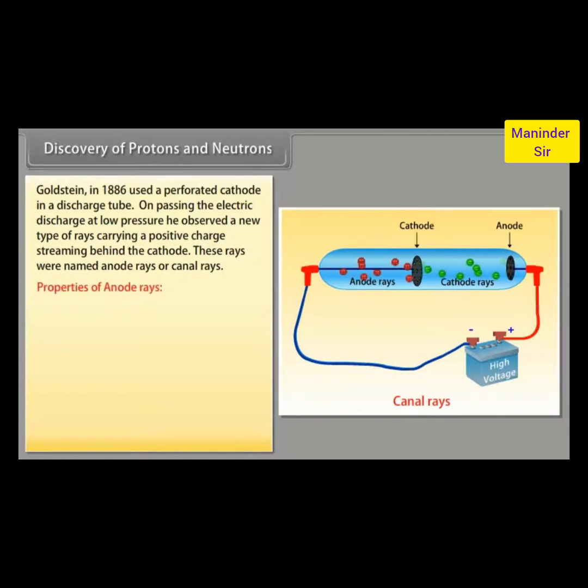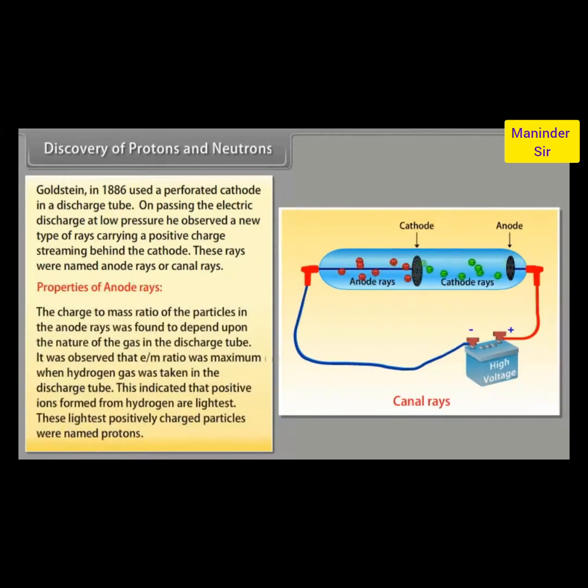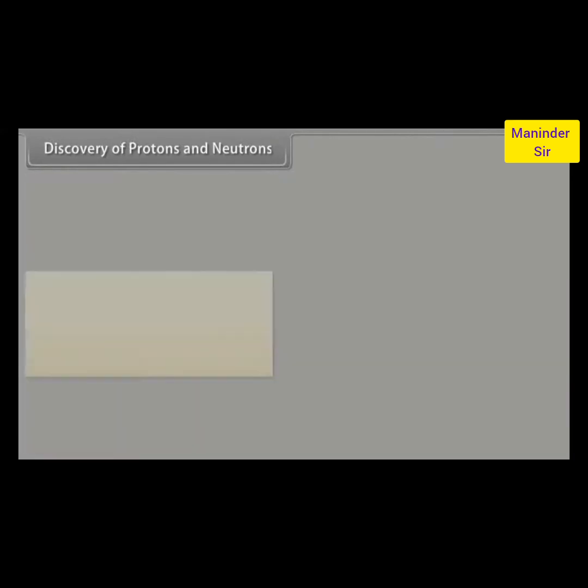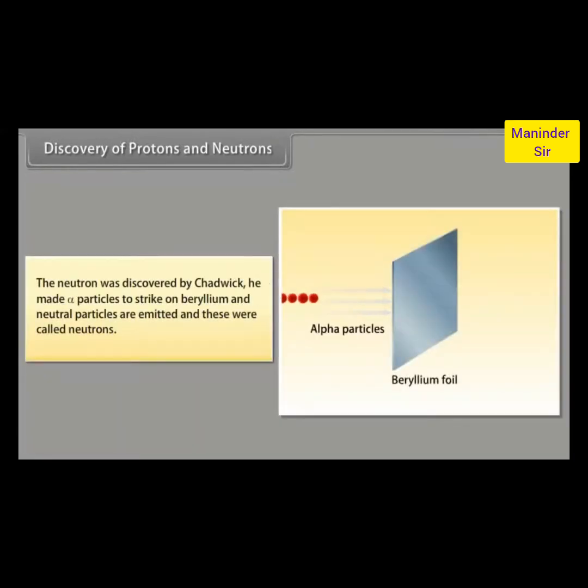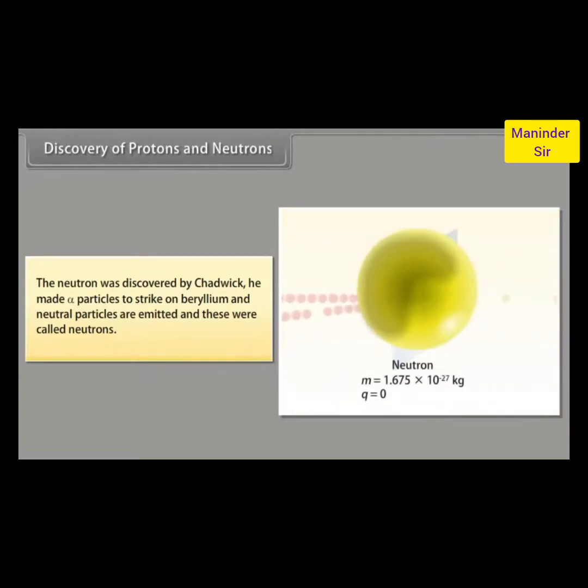Properties of anode rays. The charge-to-mass ratio of the particles in the anode rays was found to depend upon the nature of the gas in the discharge tube. It was observed that e/m ratio was maximum when hydrogen gas was taken in the discharge tube. This indicated that the positive ions formed from hydrogen are lightest. These lightest positively charged particles were named protons. The neutron was discovered by Chadwick. He made alpha particles strike beryllium, and neutral particles are emitted, and these were called neutrons.